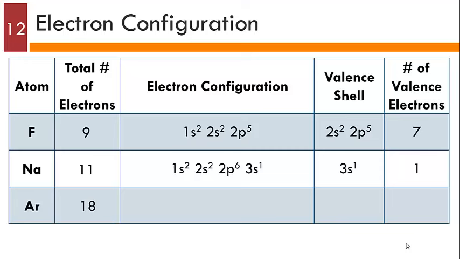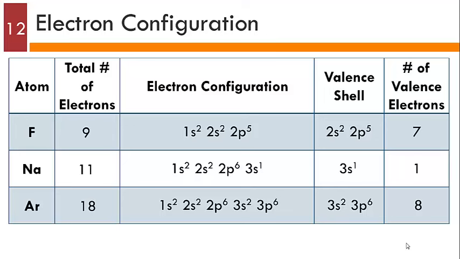Argon has 18 electrons, and its electron configuration has a third energy level with a total of 8 electrons in its valence shell. So this is a noble gas. It has a full octet of 8 valence electrons. This explains why these noble gases are not very reactive, because they already have a full octet.